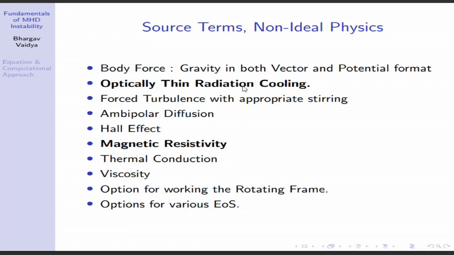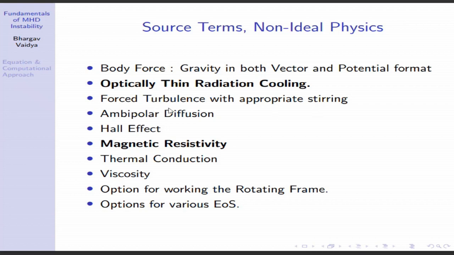And of course, apart from that, there are other source terms which are present. For example, gravity, which can be written in a vector form. This is essentially not conservative, but if you provide gravity in a potential form, the force will be grad phi, which you can put inside the divergence. That's why it becomes conservative. So gravity is there, that's a body force in PLUTO.